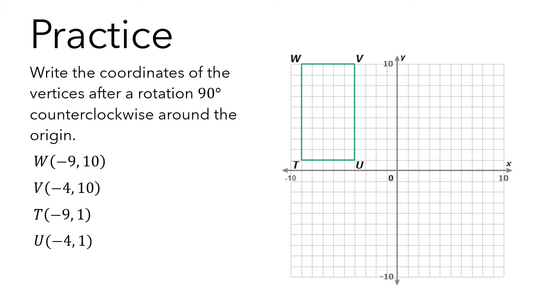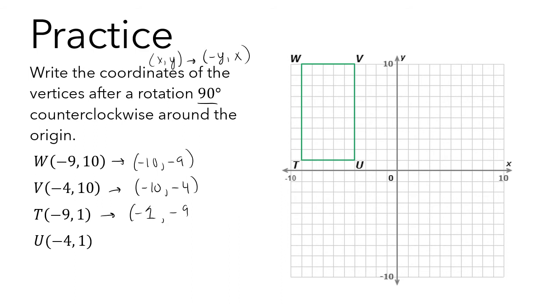Let's try a practice example. Write the coordinates of the vertices of this figure, WVUT, after a rotation 90 degrees counterclockwise around the origin. So keep in mind, 90 degrees, we're going to swap them, and then we're going to change the sign of the one on the left. So W, negative 9, 10 is going to go to 10, negative 9. I swap them, and then I change the sign of the one on the left. We do the same thing with the next one. Negative 10, negative 4. Swap, and change the sign of the one on the left. Swap, and change the sign of the one on the left.